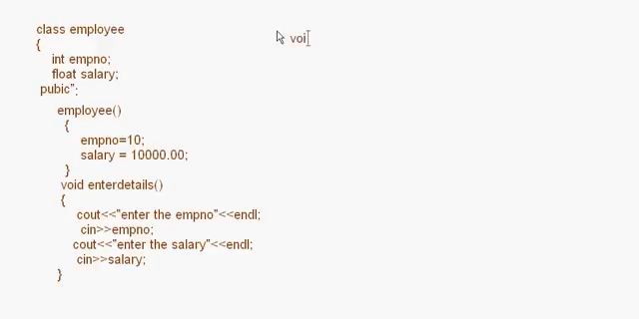Now here I am going to make one more method, which is display, and in this I am just going to display the emp number and cout salary. Okay. With this we come to the end of this class. So this class has two data members, private data members, one constructor and two methods, right.